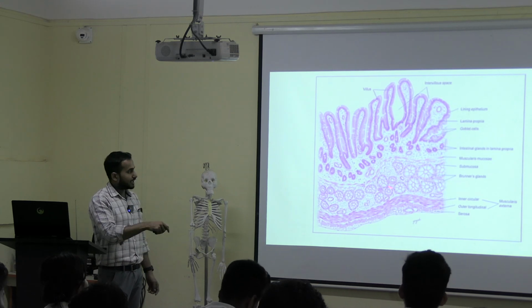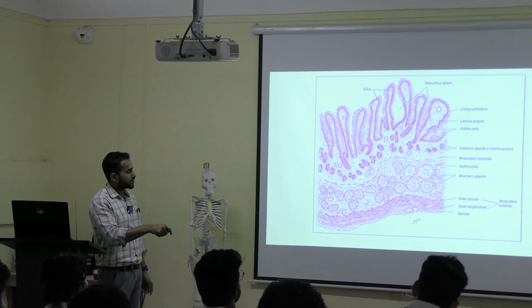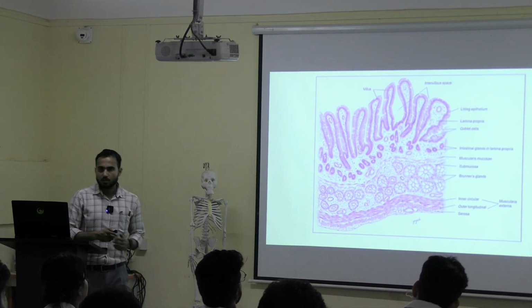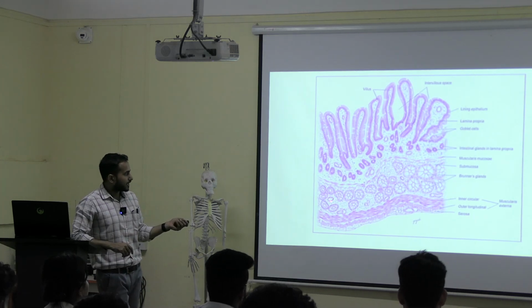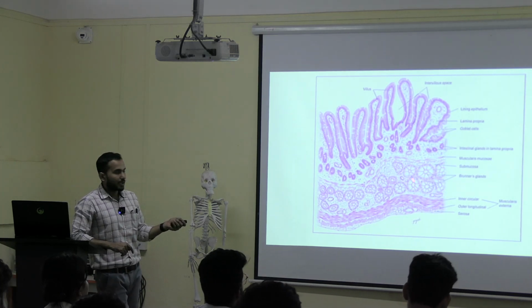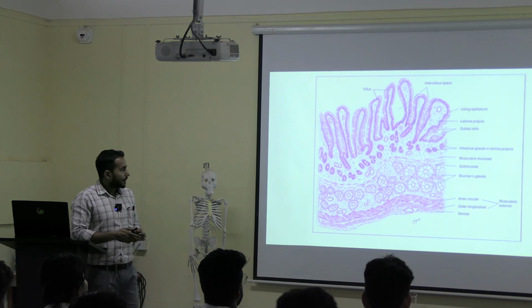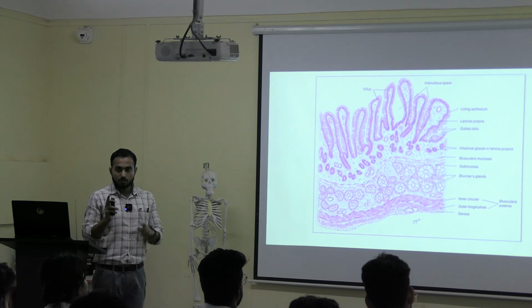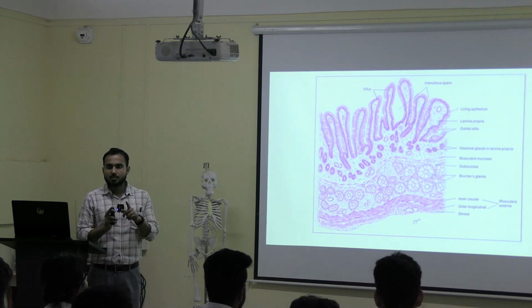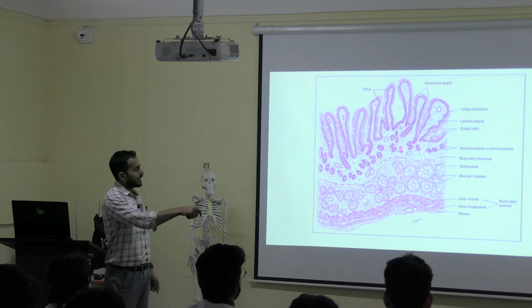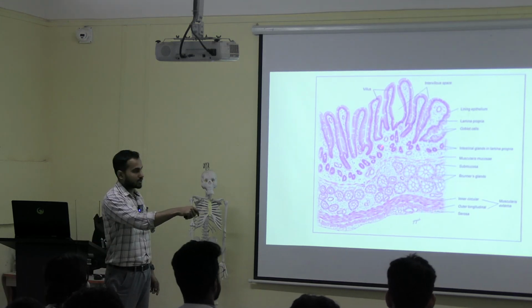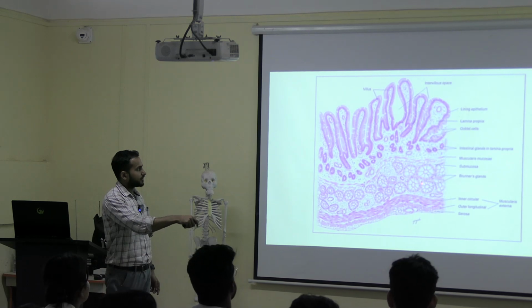Next layer, this is the submucosa. Can you see the glands? In the submucosa you can see the Brunner's gland. See, this is the Brunner's gland. Now please keep that in mind. I want to show you the difference, so it will be easier for you to identify. Now this is also a gland, these are also glands. Can you see the difference?